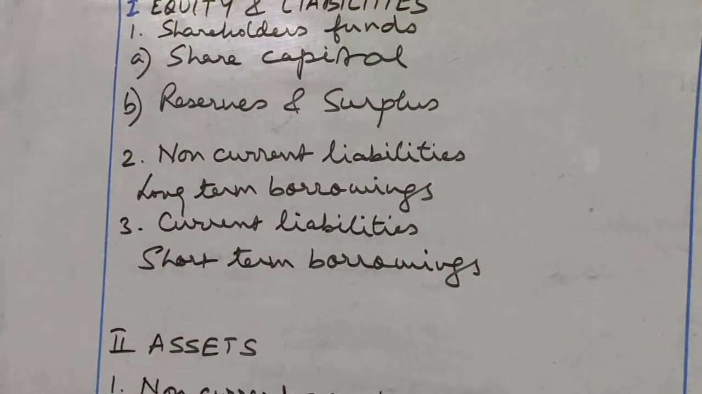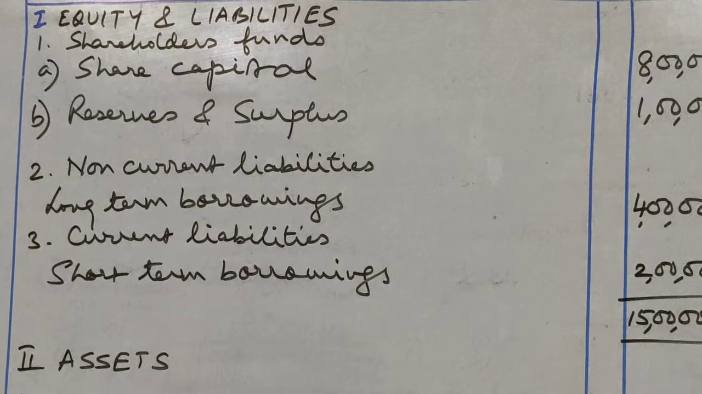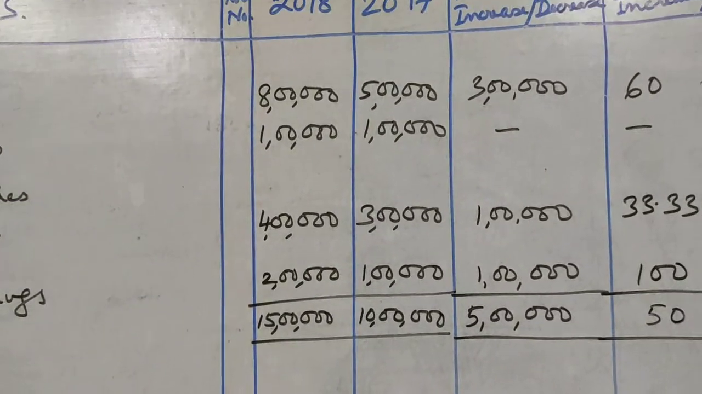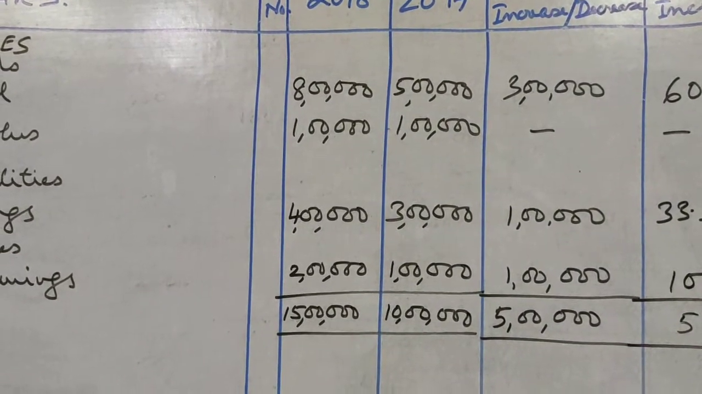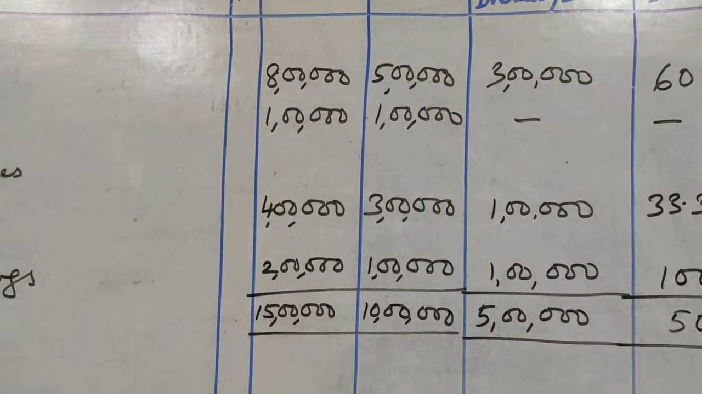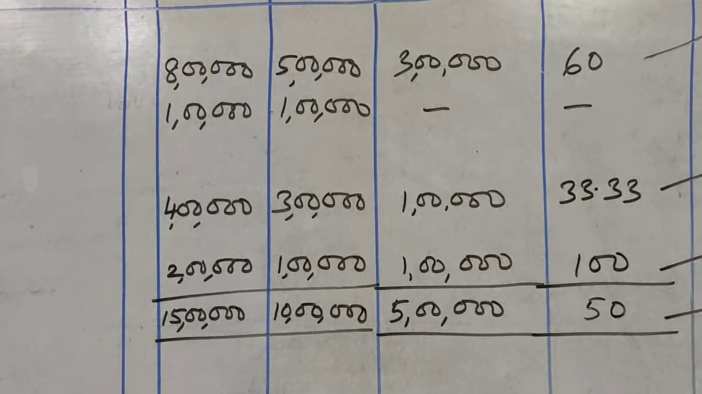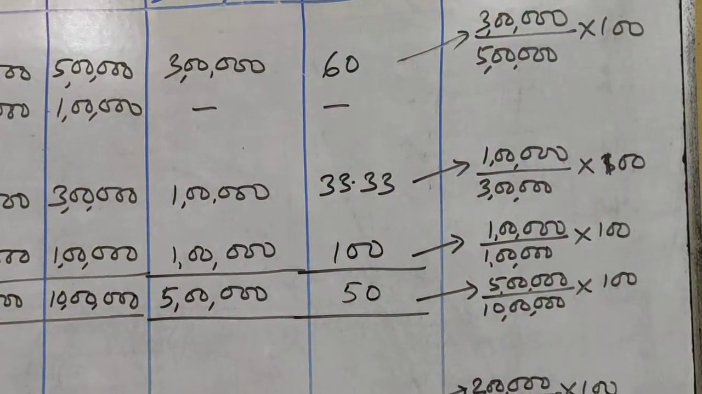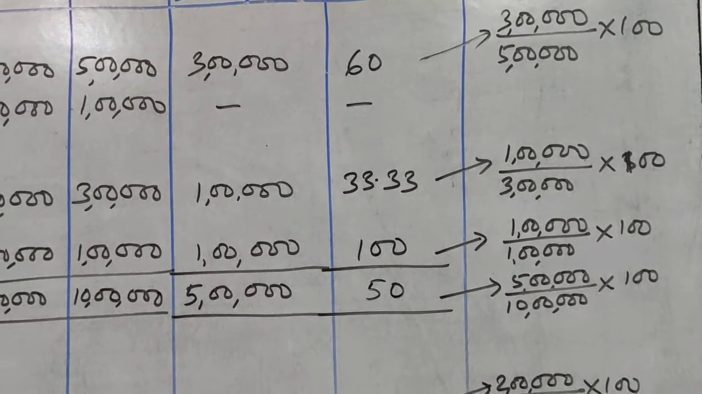Next we come to number 2, non-current liabilities. Under non-current liabilities we have long-term borrowings. Previous year your long-term borrowings was 3 lakh and this year it is 4 lakh. So what is the increase? Increase is 1 lakh, 4 lakh minus 3 lakh, 1 lakh. And what is the percentage increase? 1 lakh divided by 3 lakh into 100. That is 33.33%.